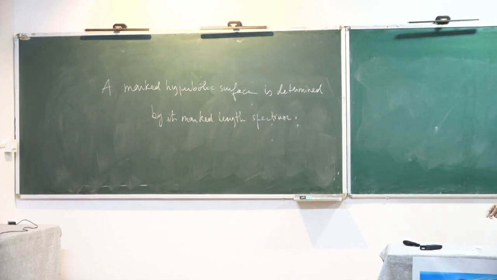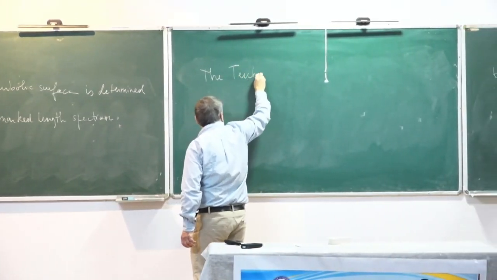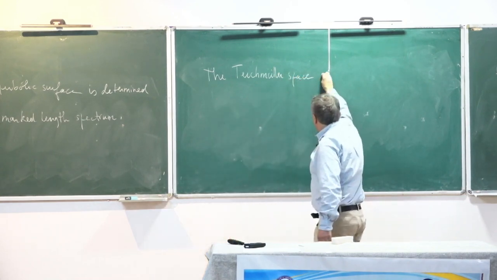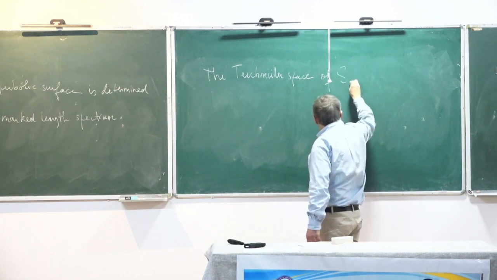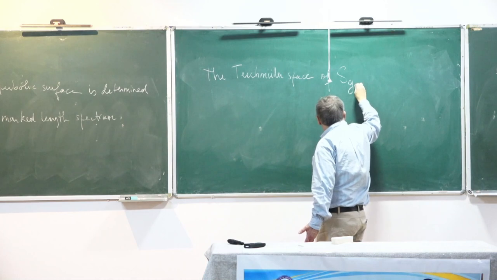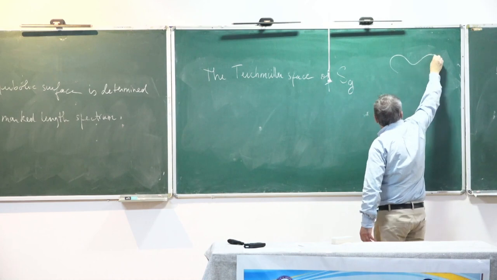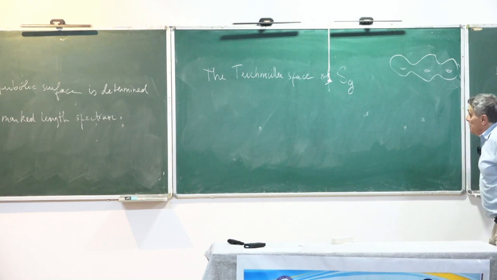So let's now write again this definition. The Teichmüller space of a topological surface of genus G, say with n punctures and C boundary components, but let's stick to this case without complicating with boundaries and so on. Teichmüller space.